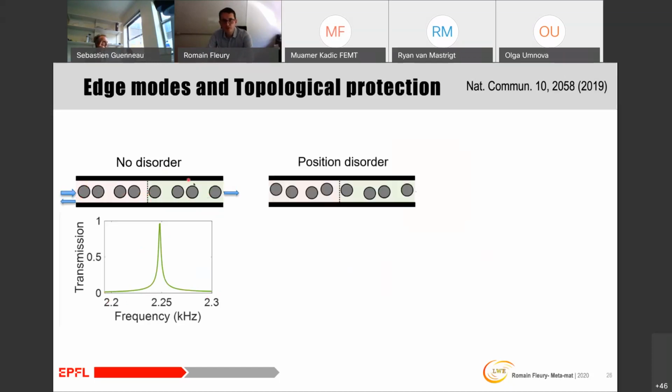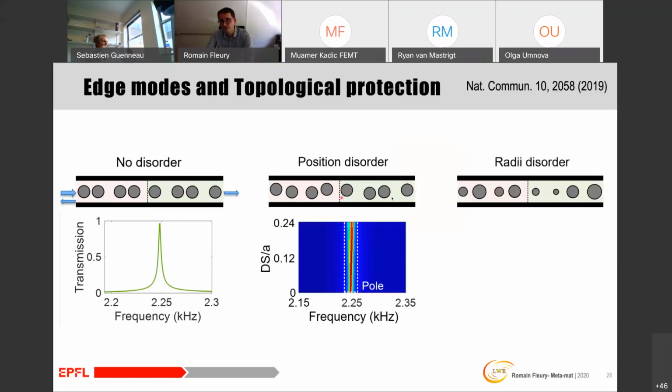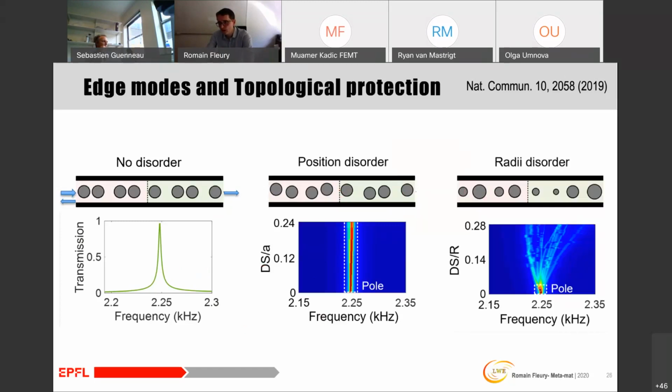Now I put position disorder. So I move them around and I do some average of this peak over disorder realizations at different disorder strengths. And what I get is very similar as in the SSH. So I get a transmission peak that seems to be robust with respect to disorder. So now let's try another type of disorder. If I change the shape of my scatterers, so radius disorder, now it's no longer robust. Why? Because I changed the fact that the two scatterers within a unit cell have the same S matrix.